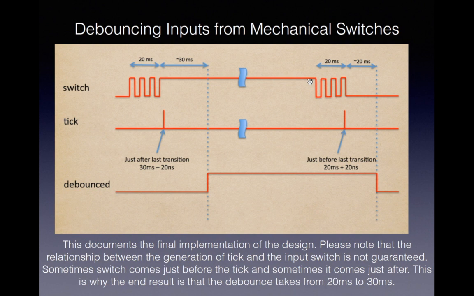What is that time? It could take as much as 30 milliseconds minus 20 nanoseconds, or it could be as fast as 20 milliseconds plus 20 nanoseconds. Nothing we can do. You could speed up the tick perhaps to 5 milliseconds. You would double the number of states in your state machine. This is a happy solution, I believe. We all should understand what's happening inside of the debounce algorithm.